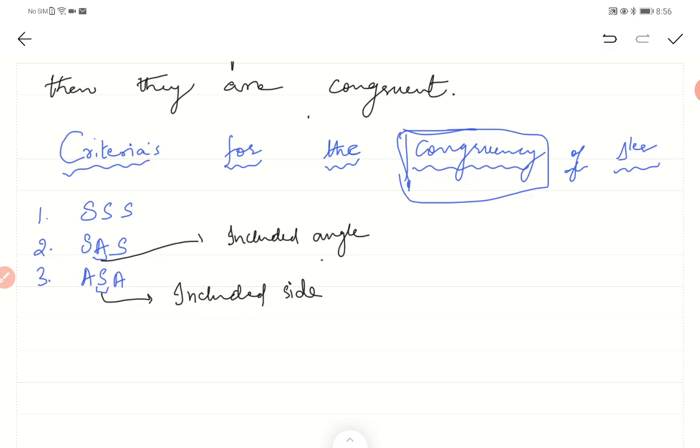Now let's move on to the main topic of this unit, that is the criteria for congruency of triangles. You have three criteria for the congruency of triangles. I think we will stop here. I'll just tell you what the three criteria are. The first is SSS, meaning side, side, side. Second is side, angle, side, and third is angle, side, angle.